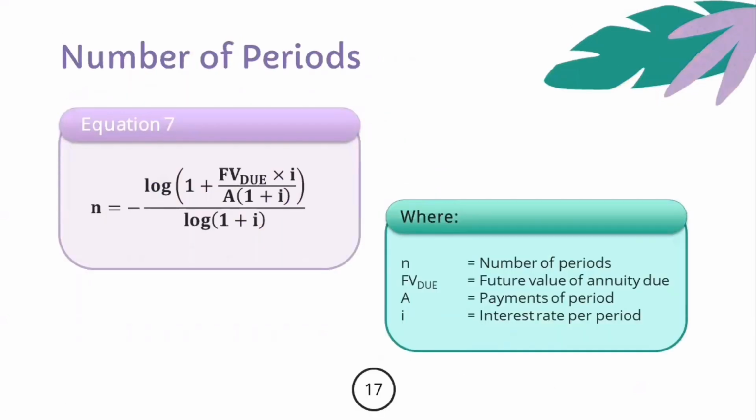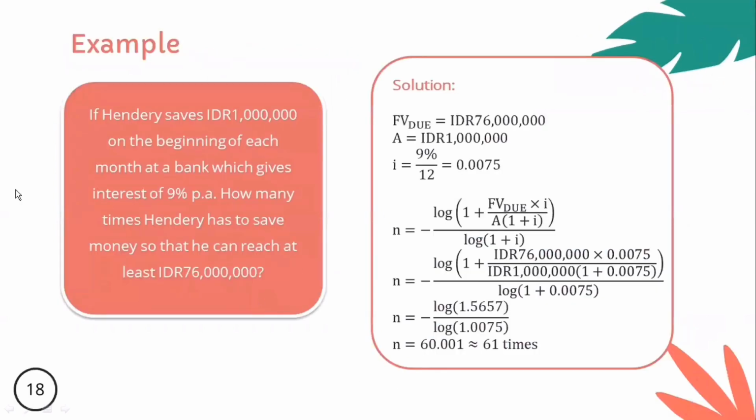Next is number of periods. The formula for number of periods is negative logarithm of (1 plus future value times i divided by A times (1 plus i)) over logarithm of (1 plus i). Okay, this is the example. So we have to substitute this information to this formula. So we get n is 60.001 or 61 times.